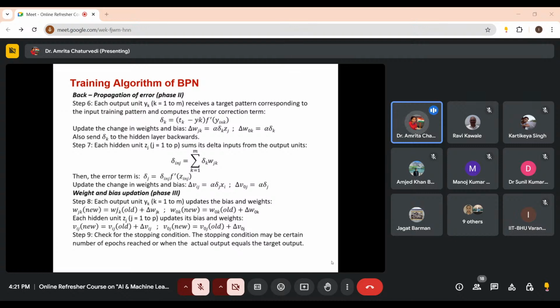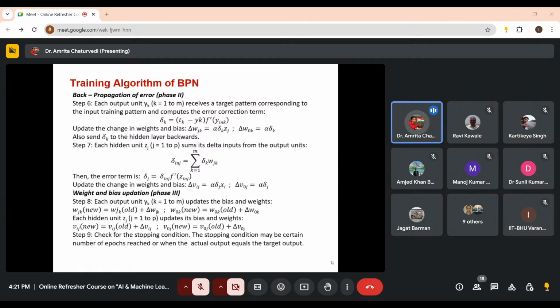Then you simply update the weights by adding these changes of weights and bias in the third phase. So in the third phase, you calculate the final weights. Each output unit Yk updates the bias and weights. So Wjk new is equal to Wjk old plus delta Wjk, and W naught k new is equal to W naught k old plus delta W naught k. This is your new weight and new bias. Similarly, for each hidden unit, you update its bias and weights. So Vij new is equal to Vij old plus delta Vij, and V naught j new is equal to V naught j old plus delta V naught j.